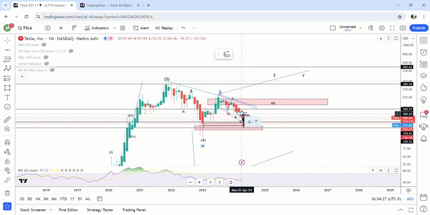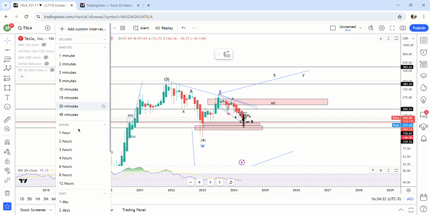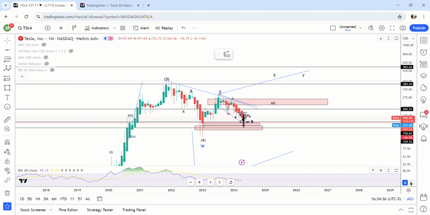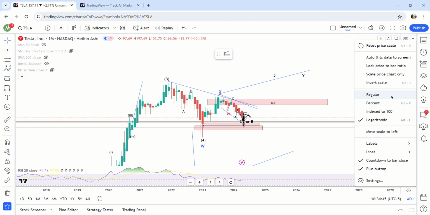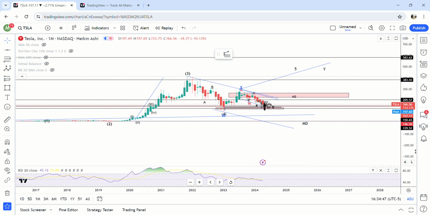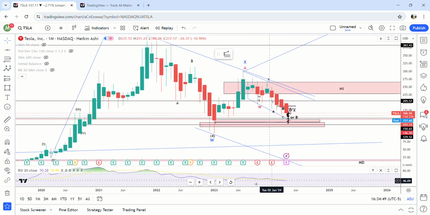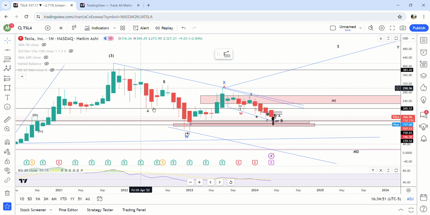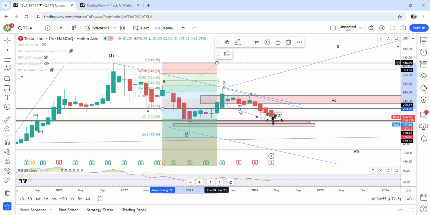And on monthly, weekly, daily, we're below all the moving averages. So now let's go in here and just look at what's going on. I've found that the regular chart actually is a lot better overall than the log chart for this, whatever reason. So I'm going to the regular chart for this. On this move right here, this was ABC, and we didn't quite get to the 1.61 fib, but ABC right there.